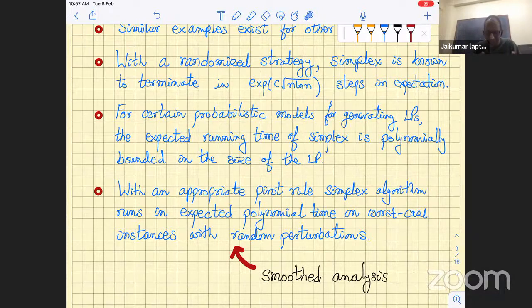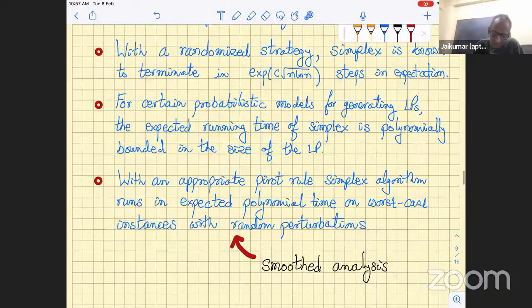Okay. But still, it is good to know that there are at least reasonable distributions on the coefficients where LP can be shown to stop in expected time. This is an old result from the 80s. This is relatively newer.